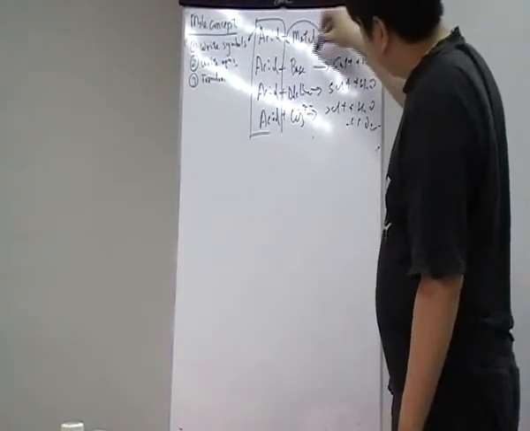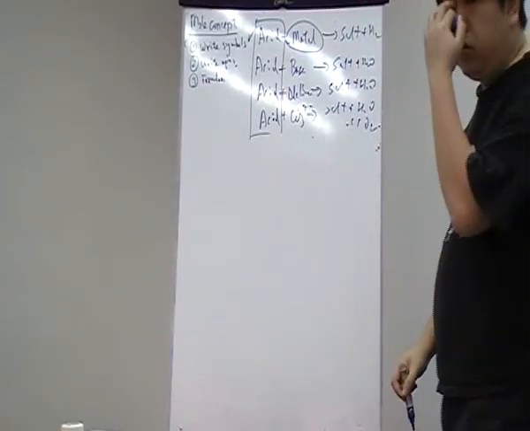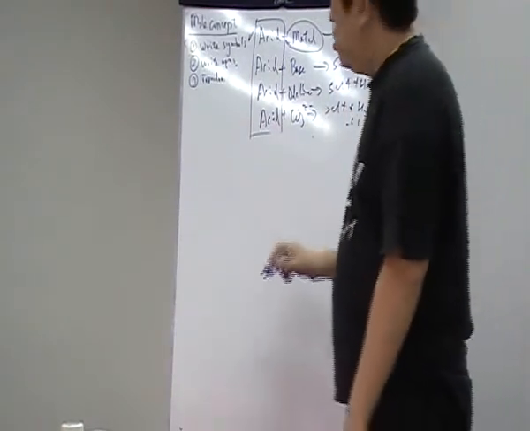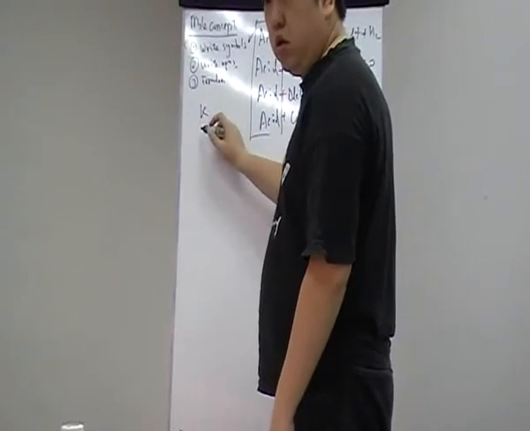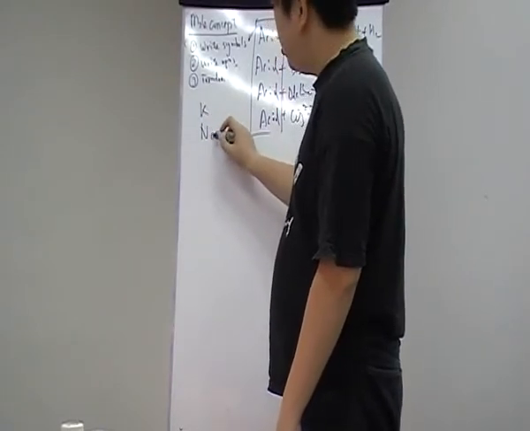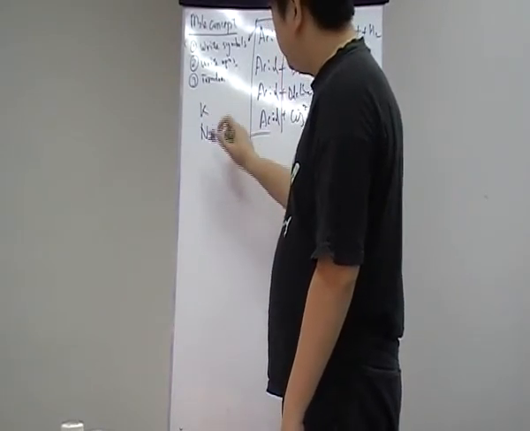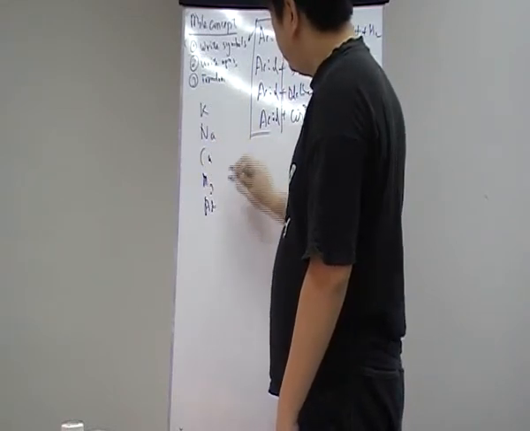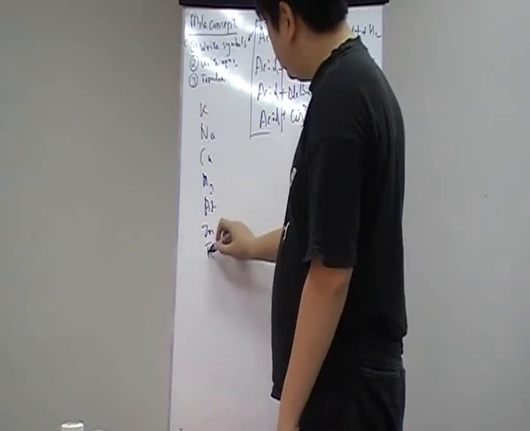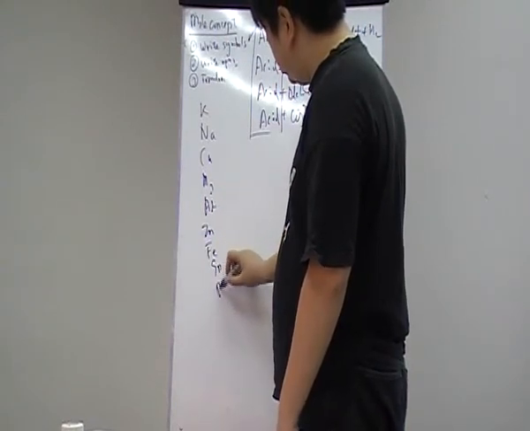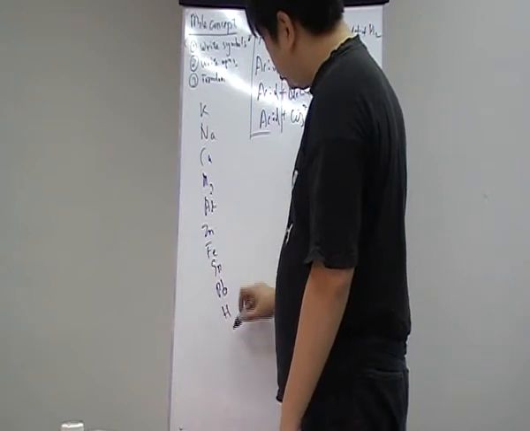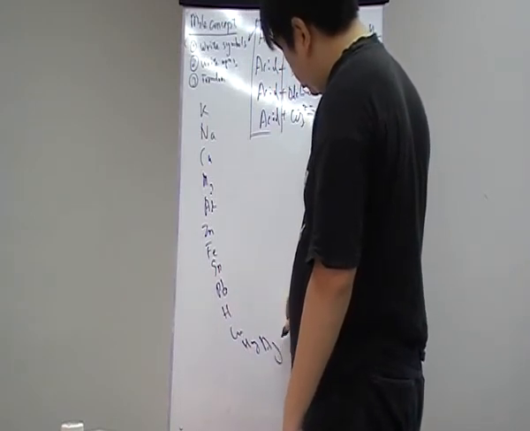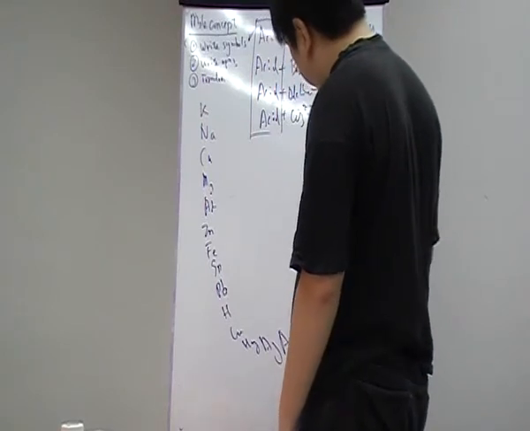So what do you know about metals? You have to remember the metal series. Potassium, sodium, calcium, magnesium, aluminium, zinc, iron, tin, lead. They're in order. Then hydrogen, copper, mercury, silver, gold, and if you bother, platinum.